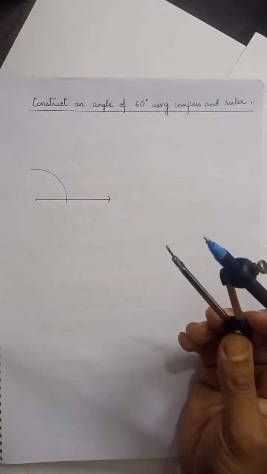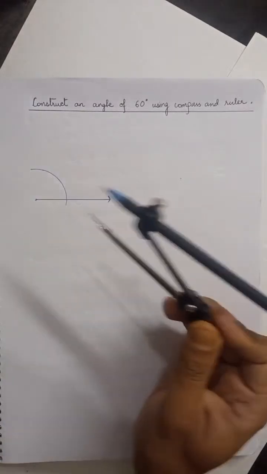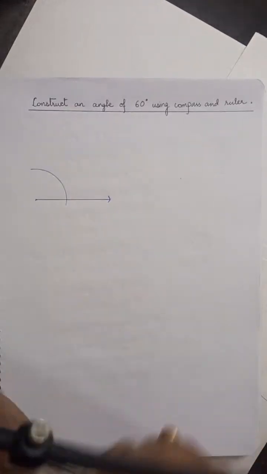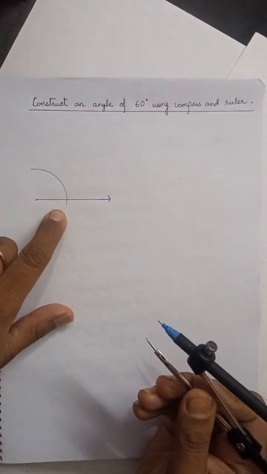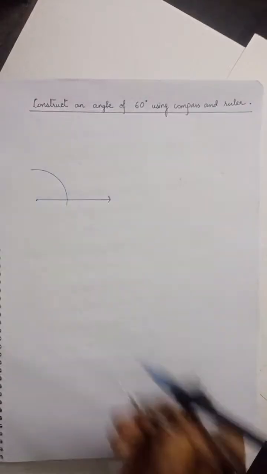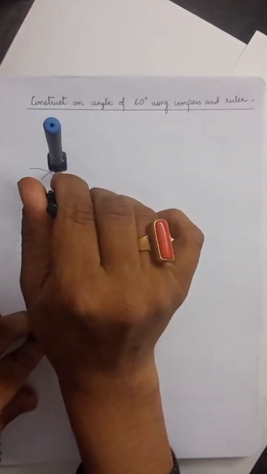Now, the arc, as we know, is a part of the circumference of the circle. If I can draw a circle, but I'm drawing only a small part, so this is an arc. Without changing the measurement in the compass, there is a point where the arc meets the ray, so very carefully we will place the tip of the compass here. I'm showing it again, this particular point, and then we will draw another arc which will intersect the previous arc at a certain point.